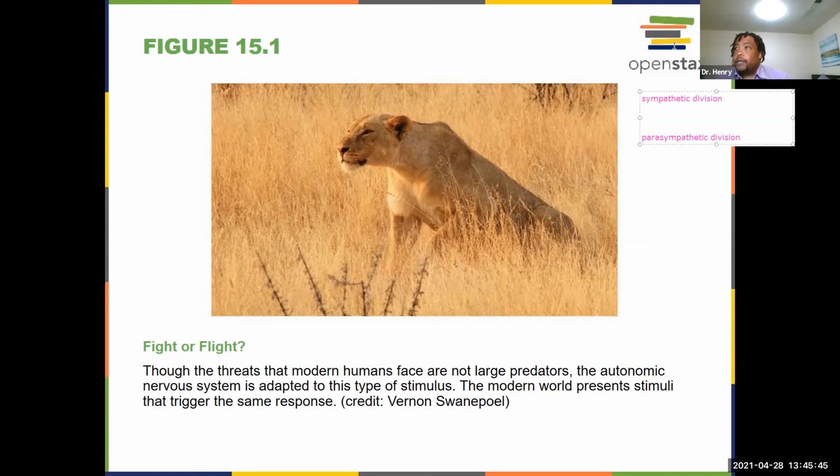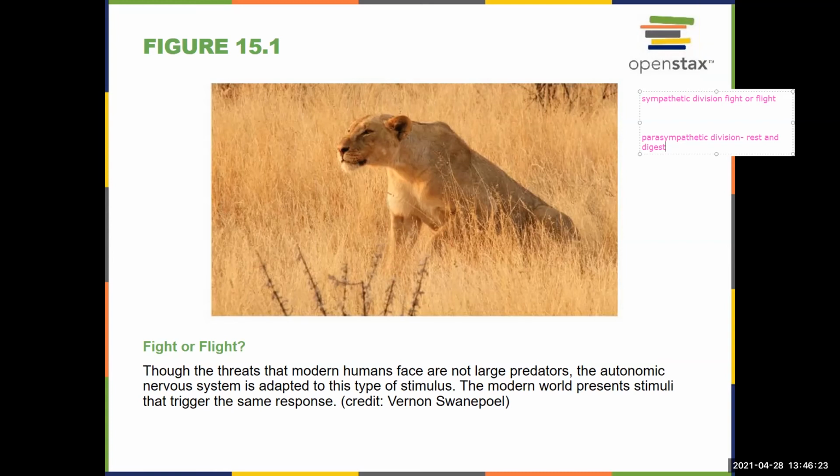So the sympathetic division is going to be the actual fight or flight. The parasympathetic division is going to be kind of like our rest and digest. So that's like our chill. Eat a nice meal and chill mode, right? Mm-hmm.